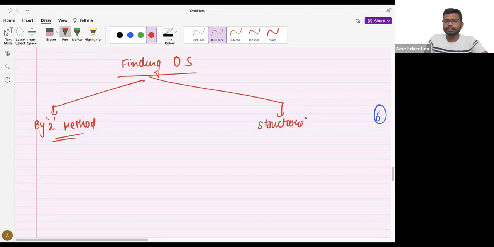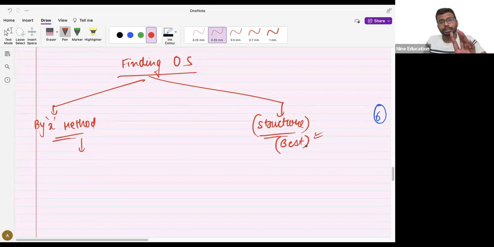है ना? This structure method is the best method, है ना? It can never be wrong, कभी गलत नहीं होता है. So you can go by structure method if you can make the structure of that compound. If you don't know the structure of the compound, you can go by X method.